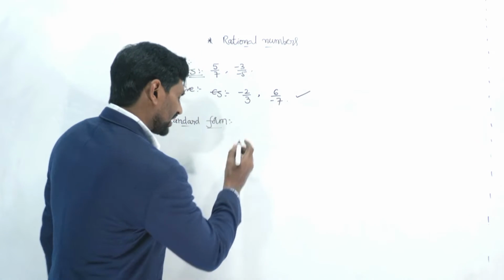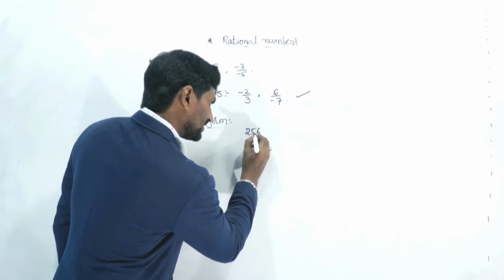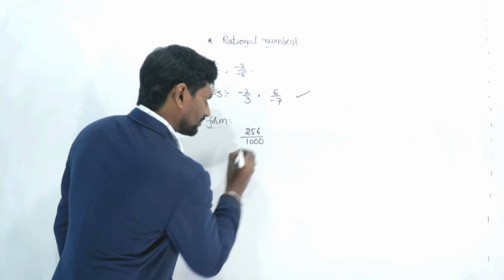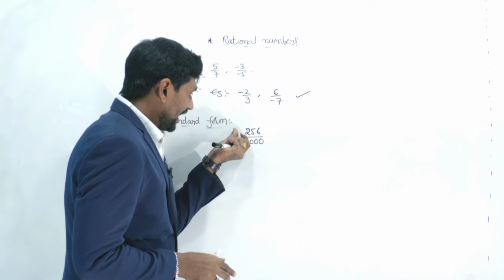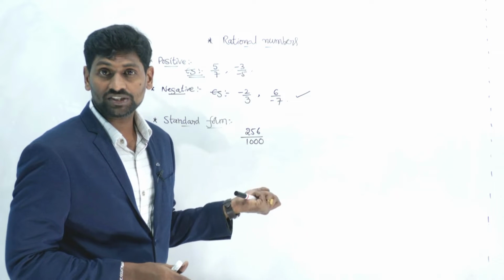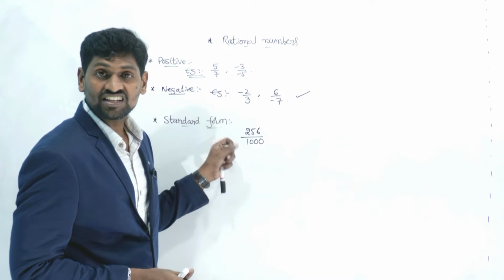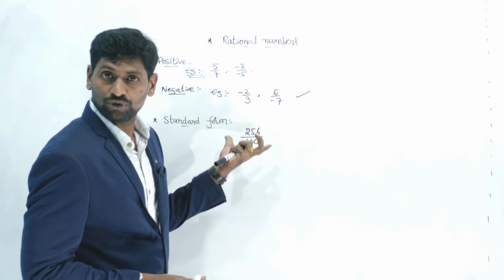Let us see an example of a rational number. For example, I am taking a number like 256 by 1000. Both have common factors, because we can cancel in 2 table, 4 table also.